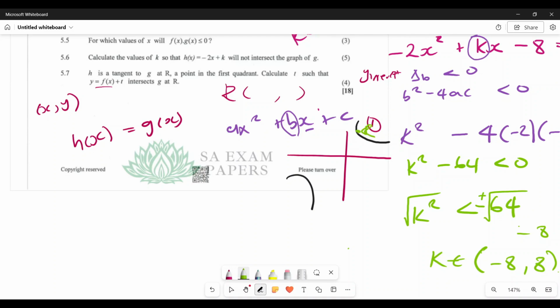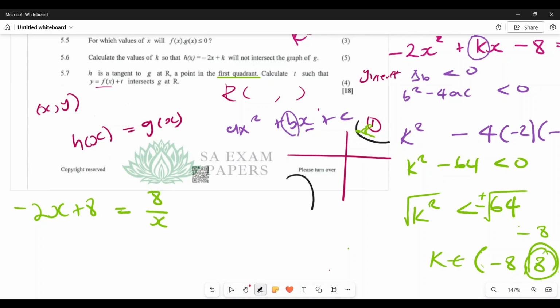Now, in order to determine whether my value of k is negative 8 or positive 8, it will be because of this statement here. Because this point is in the first quadrant, I know that on my first quadrant, my values of x and y are positive. Hence, when I substitute k, I'm going to choose this positive 8 instead of the negative 8. So my h of x will be minus 2x plus 8. And as I've said, I'm going to equate this to my g of x. Remember my g of x graph was equal to 8 over x.